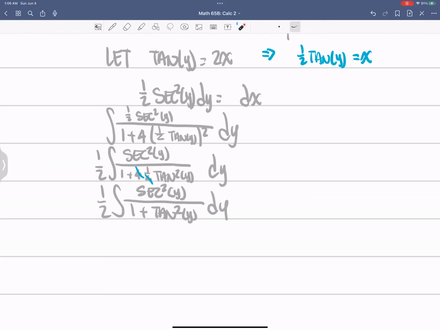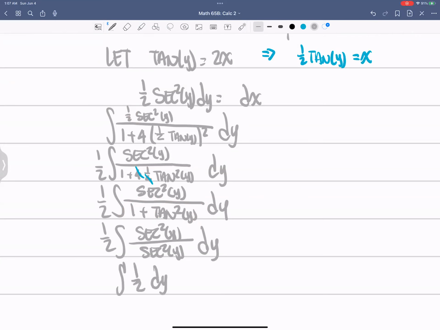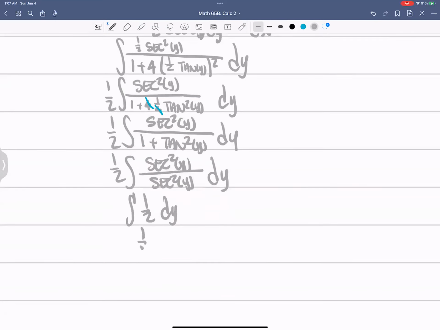It looks pretty good here because I know that 1 plus tangent squared is actually equal to secant squared. So 1 over 2 integral of secant squared y over secant squared y dy. So we're just integrating 1 over 2 dy. It's 1 over 2 y plus c.